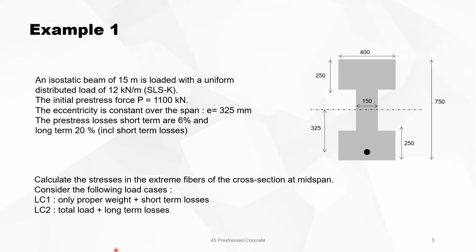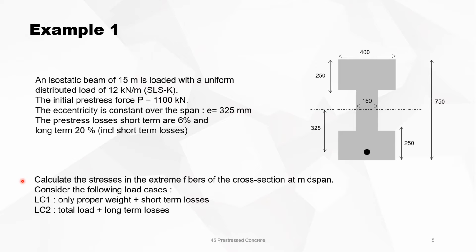This is example 1. An isostatic beam of 15 meters is loaded with a uniform distributed load of 12 kN per meter in characteristic serviceability limit state. The initial pre-stress force is 1100 kN. The eccentricity is constant over the span and is 325 millimeters. The pre-stress losses in short term are 6% and in long term 20%, but that 20% is inclusive of the short term losses.